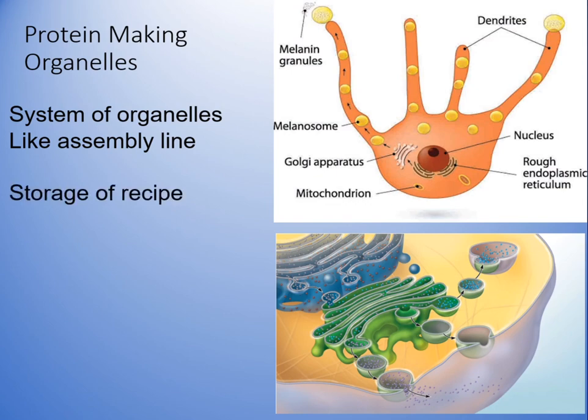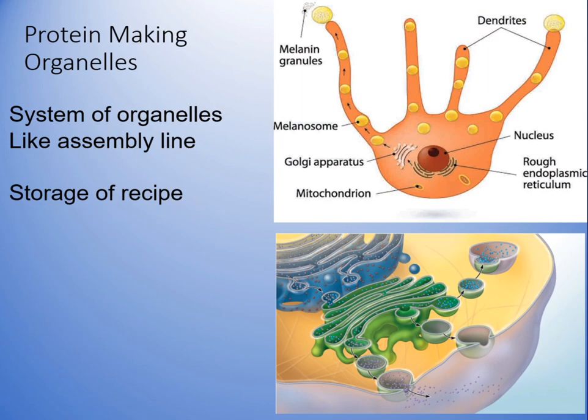somewhere else. So this process of making a protein starts with the storage of a recipe, and that's stored as DNA in a nucleus. This cell up here on the right is a melanocyte. This is a cell that makes melanin, which is a protein, and it's also a pigment in your skin.